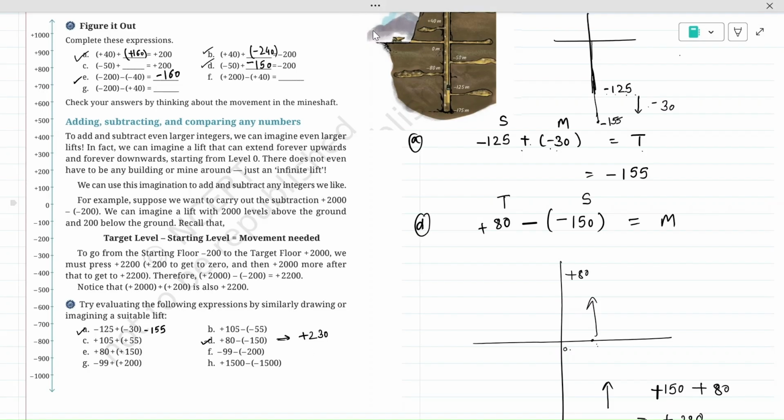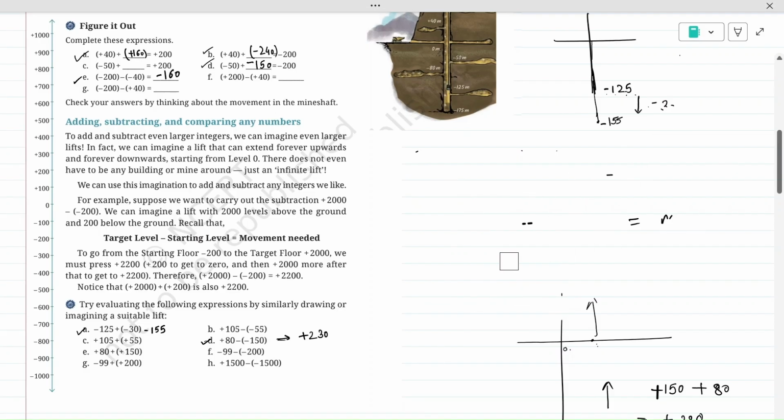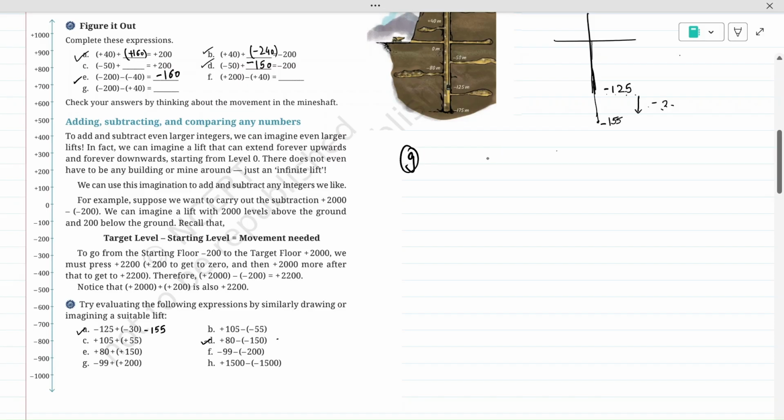We'll take question number H. H is easy. H is very, very easy. So I'll not take H. I will take G. Let's take question number G now. So in G, what do we have? Minus 99 plus 200. So that means starting point is given to us. This is the movement, and we have to find the target.